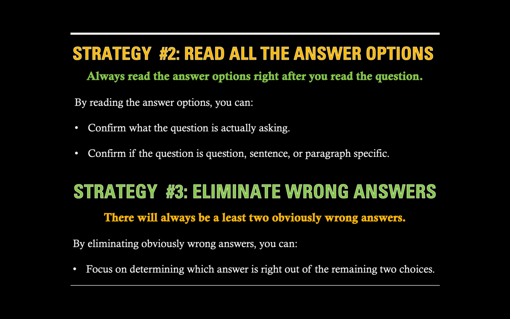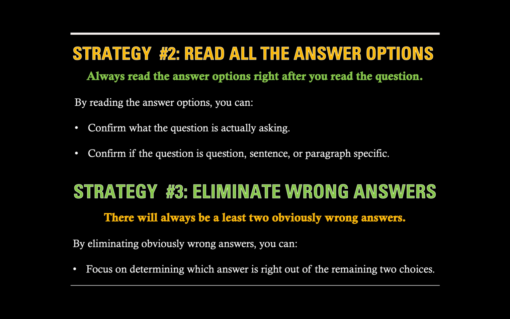So always read the answer options right after you read the question. Why? Because it confirms what the question is actually asking, and it confirms whether it really is a question, sentence, and paragraph specific. Because sometimes you're going to be like, oh, that's a sentence specific question when you read the question. And then you realize when you're reading the answers, no, I have all the information I need here. It's question specific.